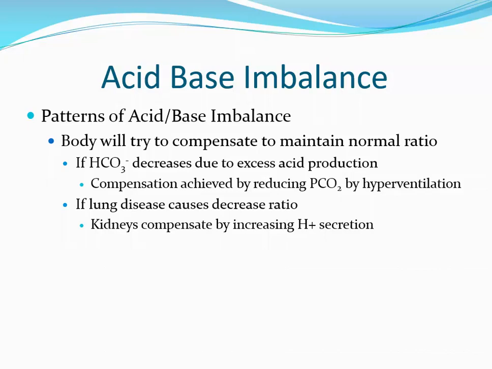If the concentration of bicarb is decreasing, for example, due to excessive acid production, compensation will be achieved by reducing the CO2 levels through hyperventilation. If lung disease causes a decrease in the ratio, then the kidneys will try to compensate by increasing the hydrogen ion secretion.